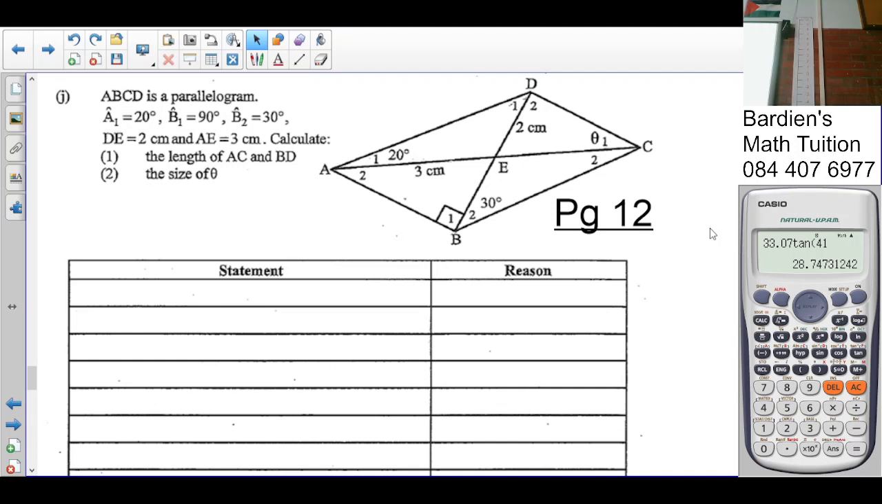Show me why you say it. Right, people. ABCD is a parallelogram, so four things come to mind. At this point it should be drilled in your head already. A1 is equal to 20, which is already given there. B1 is 90. Then we are told that B2 is 30. DE is 2 centimeters. AE is 3 centimeters. Calculate the length of AC.